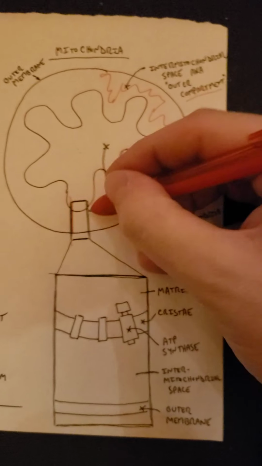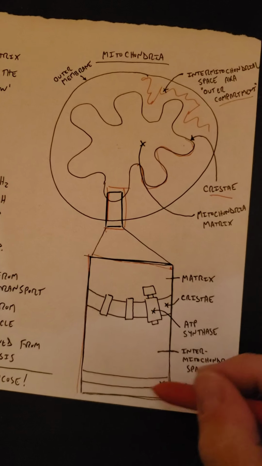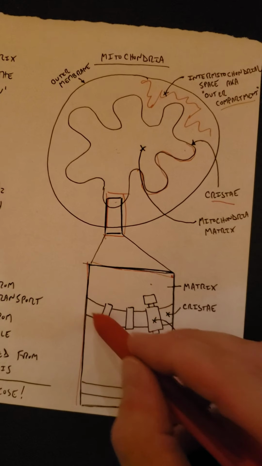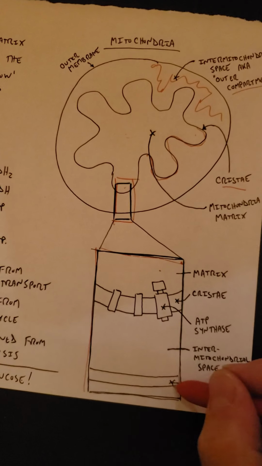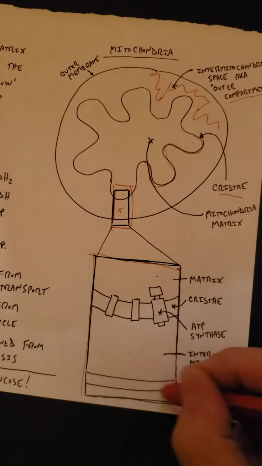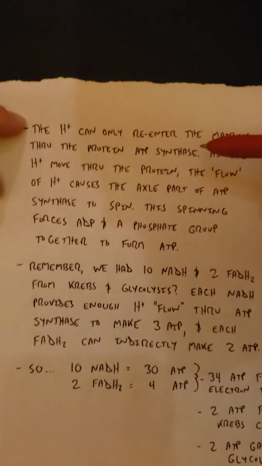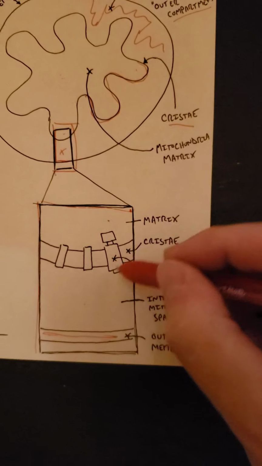This box I blew up to this size so that you can see more detail. This is the matrix, that was the part in there. This is the cristae. You can see some of these proteins on the cristae now. And this is that outer membrane. This is the inner mitochondrial space. So we're going to come back to this in a second. Anyway, we lost equilibrium. The hydrogen protons can only re-enter the mitochondrial matrix through a protein called ATP synthase, which is this guy.